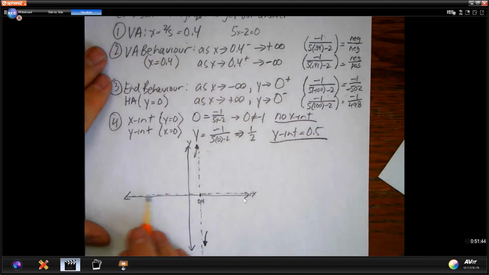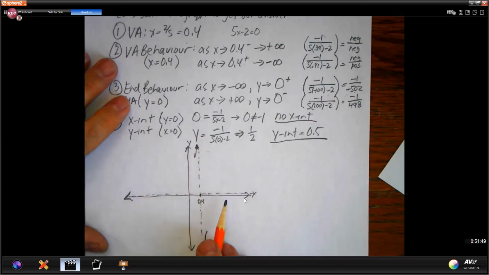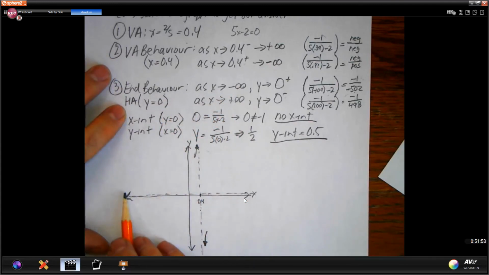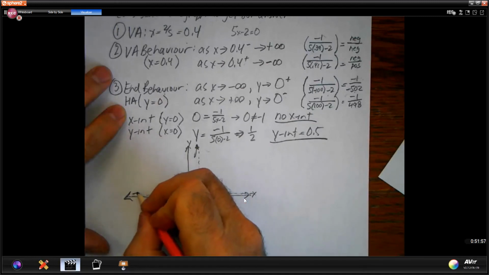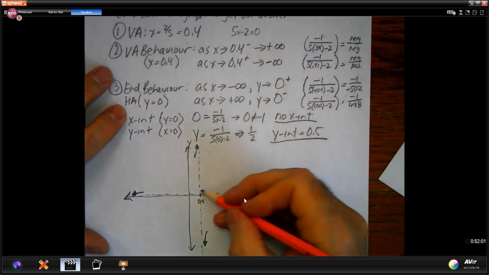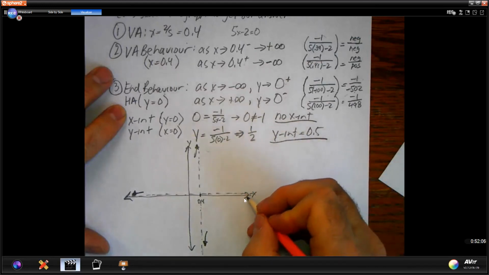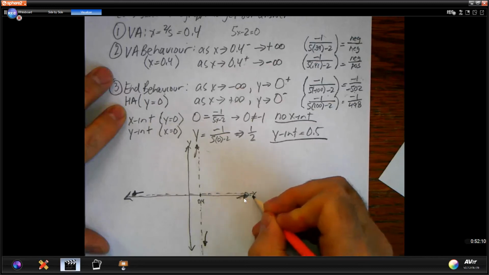Okay, so I'll make my arrows nice and bold. And then for the end behavior, the horizontal asymptote behavior, I know that as x approaches negative infinity, y is coming from the top. So I have my arrow on the top for that one, and as x approaches positive infinity, y is coming from the bottom. So very similar to what we did in the first example.